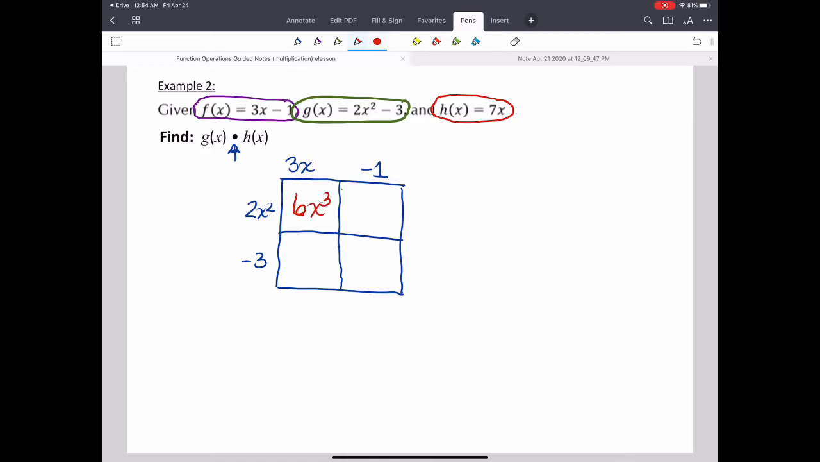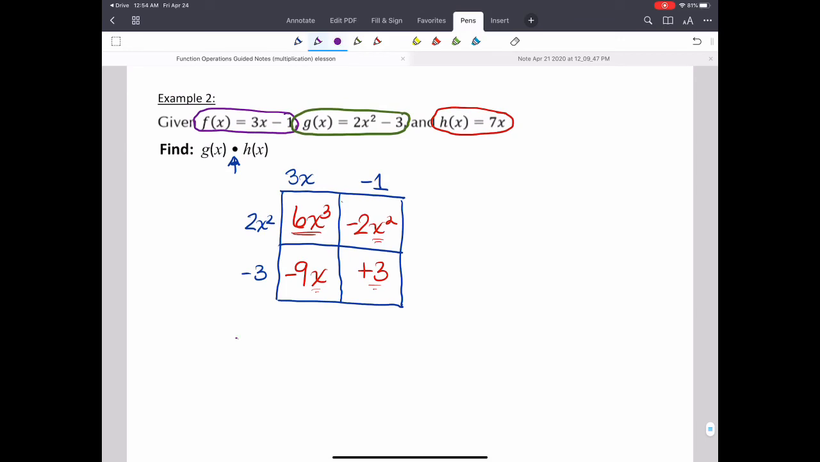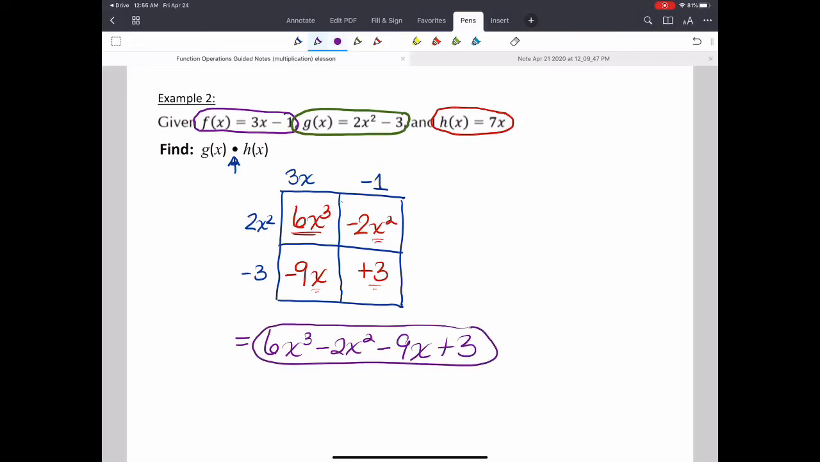So that's got a product of 6x cubed minus 2x squared minus 9x, and then a negative times a negative is a positive. Just like what happened on the last problem, there aren't any like terms. There's no other cubes, there's no other x squares, there's no other x's, and there's no other constants. And so it's just a matter of putting it all in descending order. So I'm just going to write down the answer is 6x cubed minus 2x squared minus 9x plus 3. So that's all there is to it.